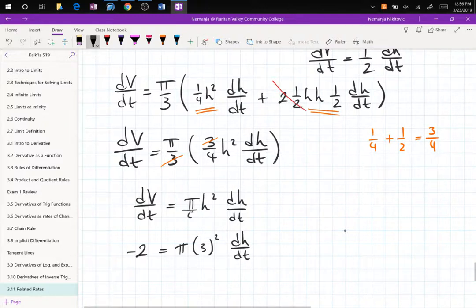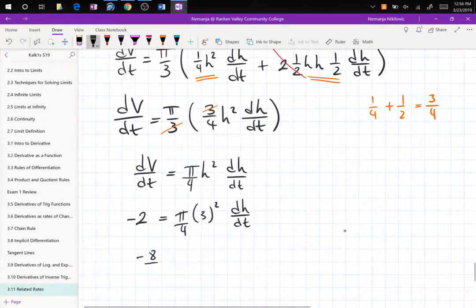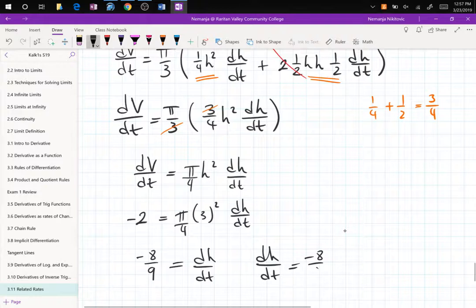Oh, I dropped the 4. Yes, thank you. Pi over 4. I canceled the 3. There is a pi over 4 and then h squared. Yes, great. Thank you. So now this is negative 8 over 9 dH dt. So dH dt is negative 8 over 9 feet per second.